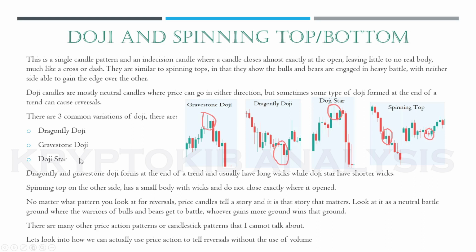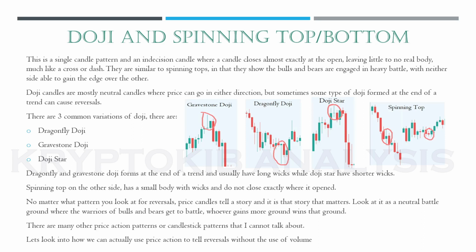Dragonfly and Gravestone Doji form at the end of a trend and usually have long wicks, while Doji Star have shorter wicks. Spinning top on the other side has a small body, where we have a very tiny body for the Dragonfly, the Gravestone, and the Doji Star. Spinning top has a bigger body than them. So it has a small body with wicks and does not close exactly where it has opened.